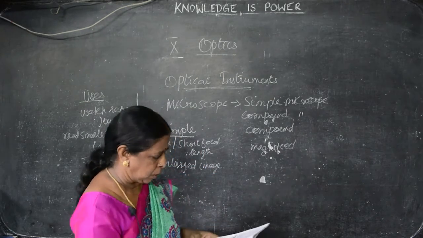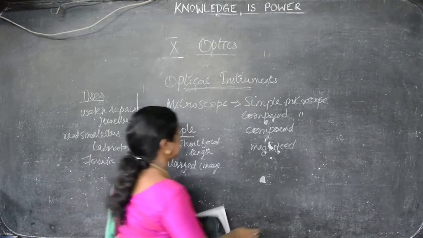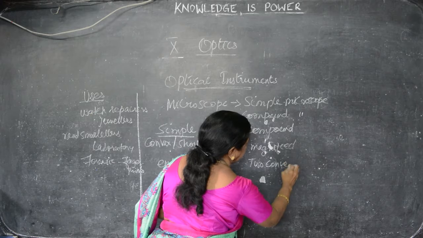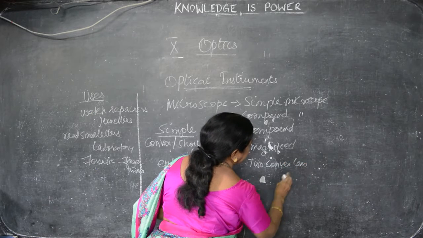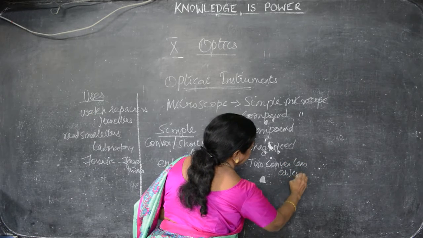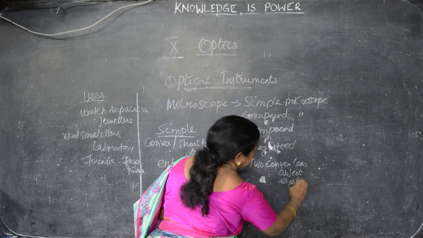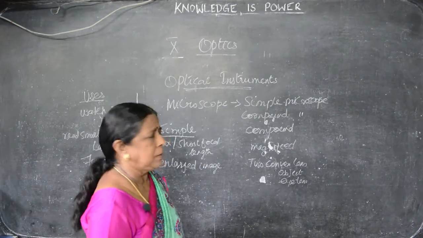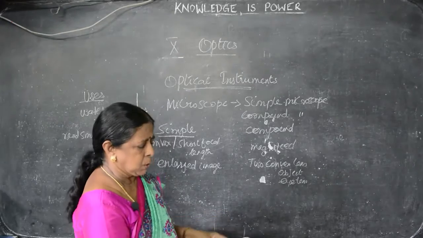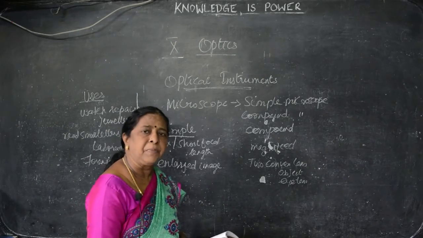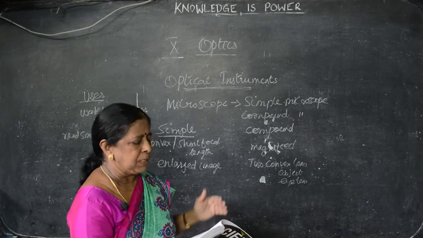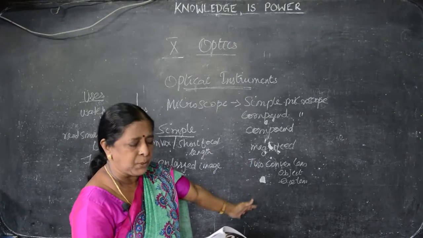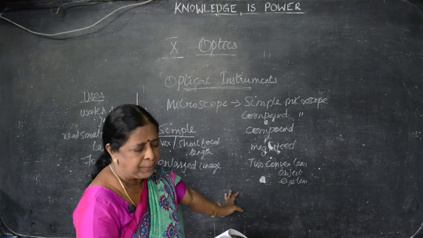It consists of two convex lenses. How many lenses are there? The compound microscope has two convex lenses. One is the object lens, the other one is the eye lens. The lens which is near to the object is known as the object lens, and the one near to the eye is known as the eye lens. So we have to see the diagram here, figure 2.19. Two lenses are there. Eye lens is near to the eye, object lens is near the object.